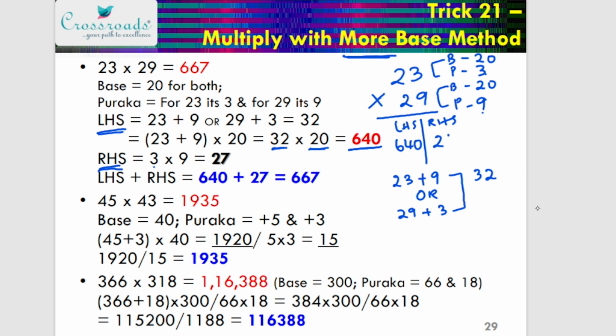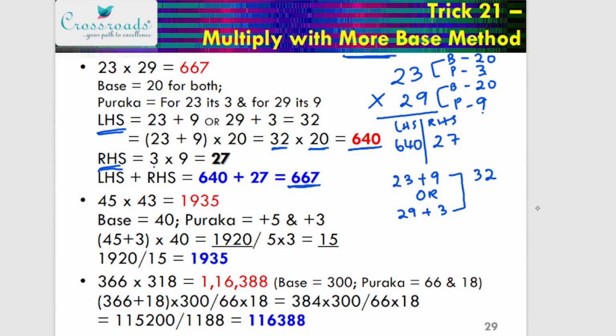I get my answer. Now it's very simple. Add the left hand side of the answer and the right hand side of the answer, that is, add LHS and RHS. I arrive at my answer, 667. Therefore, 23 into 29 is nothing but 667.